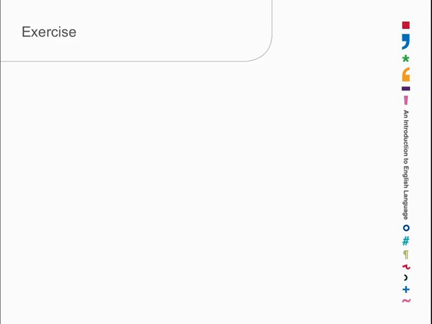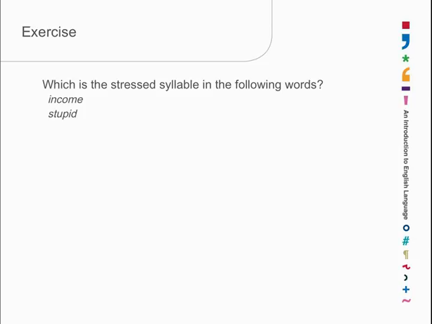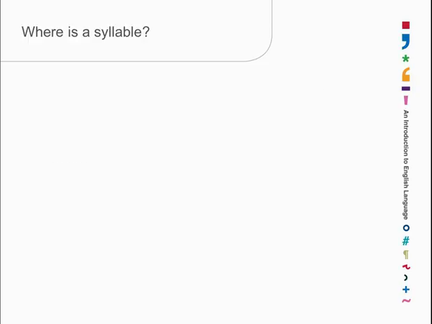Which is the stressed syllable in these words? Income, income, income. It's the first syllable that gets the stress. Stupid, first syllable. Become, become, it's the second syllable. And induce, it's also the second syllable. Phantom, first syllable. Where is it? Well, conventionally, one counts syllables from the end of the word.